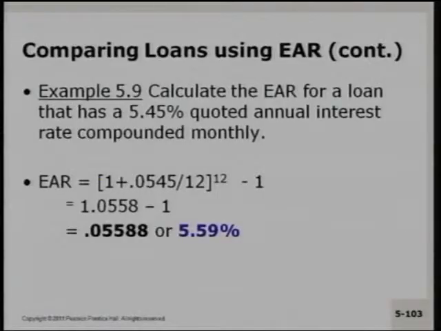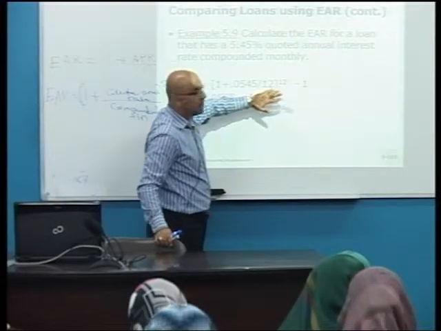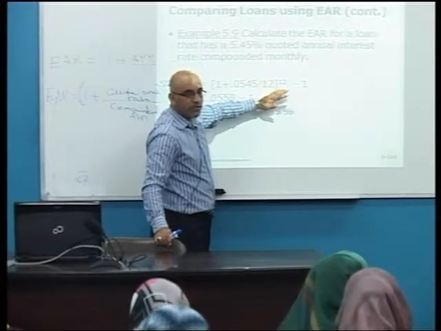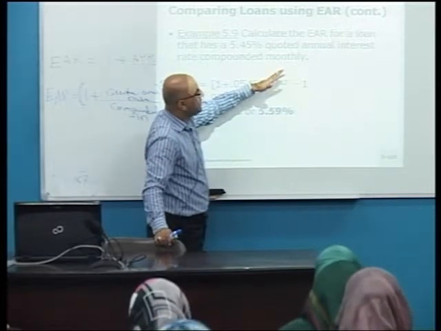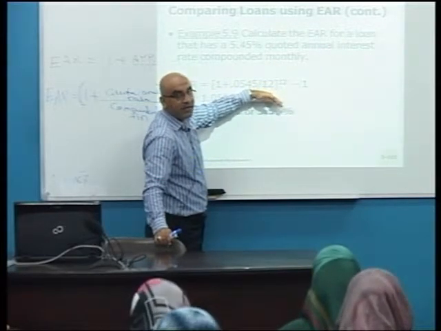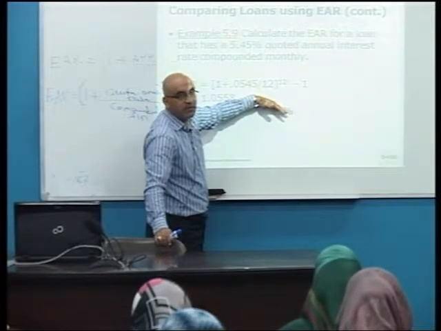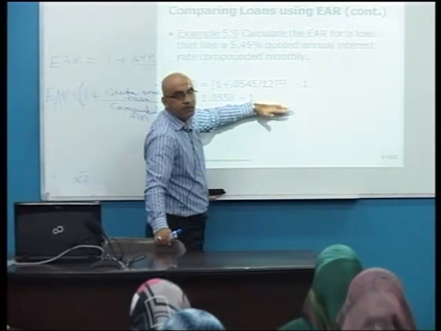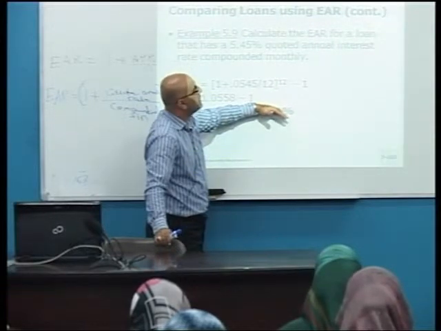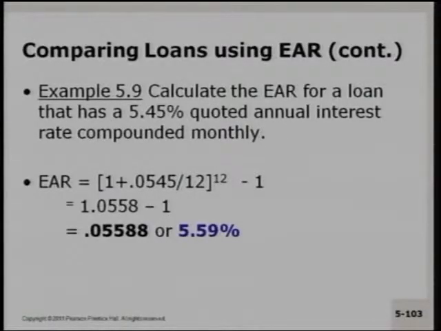Okay, let's take an example here. Calculate the effective annual rate for a loan that has a 5.45% quoted annual interest rate compounded monthly. So we want to calculate the effective annual rate. Now my question to you is, is the effective annual rate greater than or less than the annual rate compounded monthly?